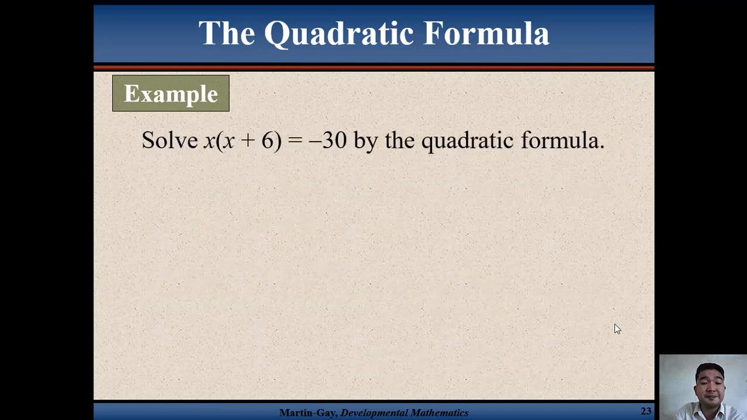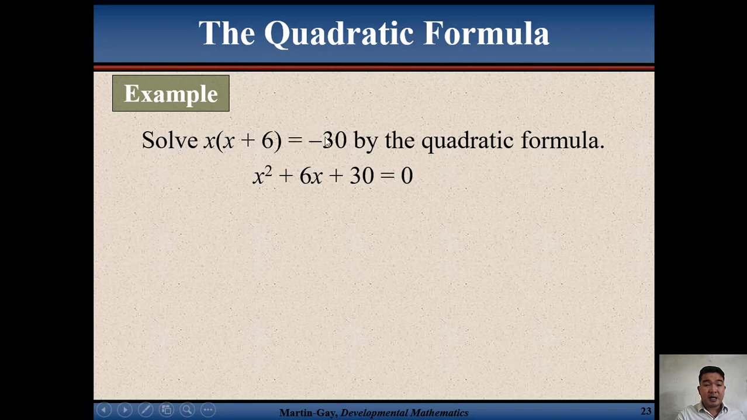Another example: x times the quantity x plus 6 equals negative 13. This equation is in factored form, so we have to simplify it. We have to multiply x to the quantity x plus 6. So you will have x squared plus 6x, since x times x is x squared, and x times 6 is 6x by the distributive property.